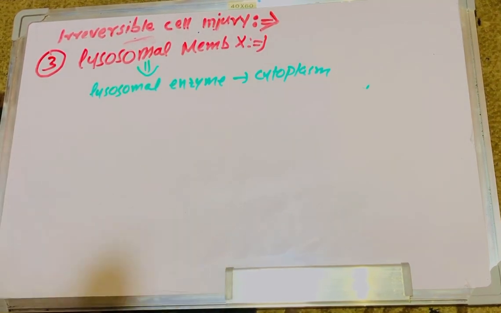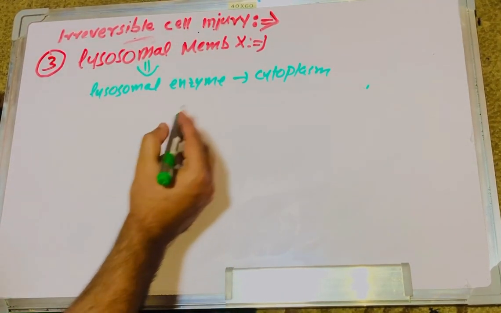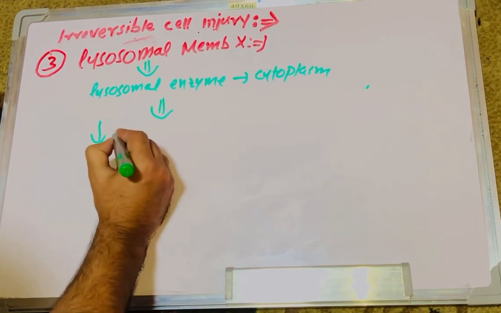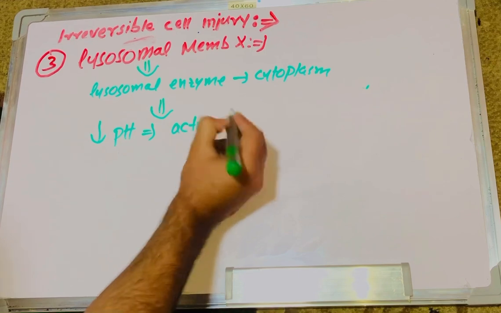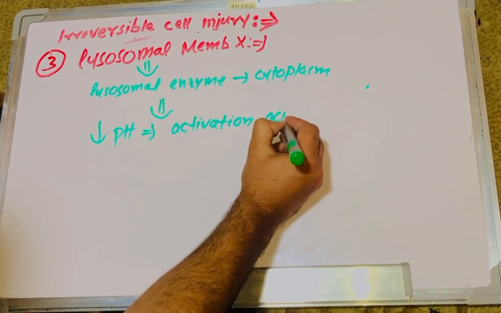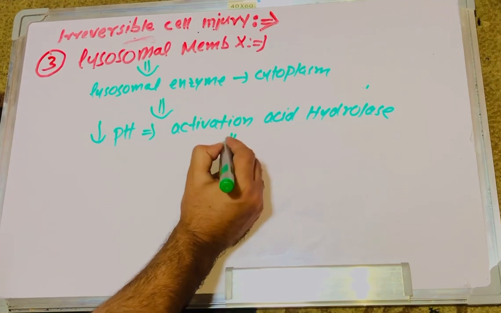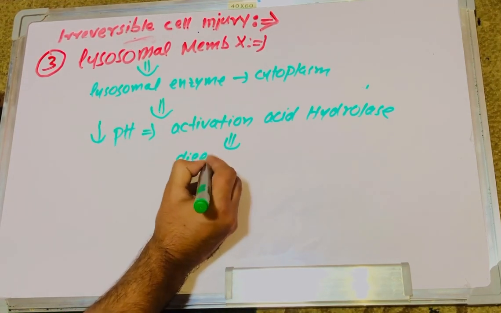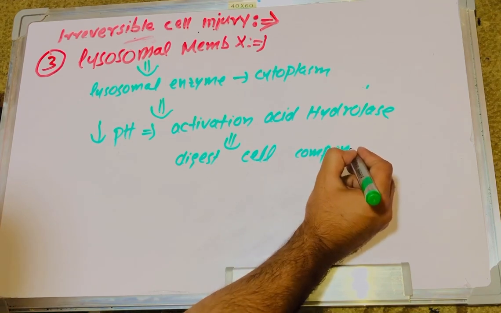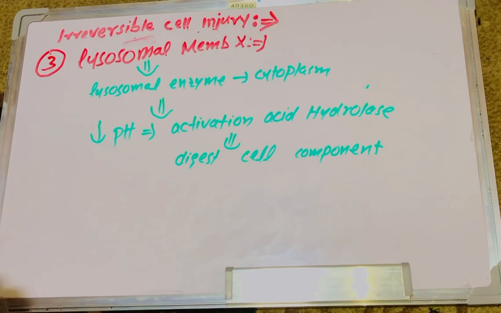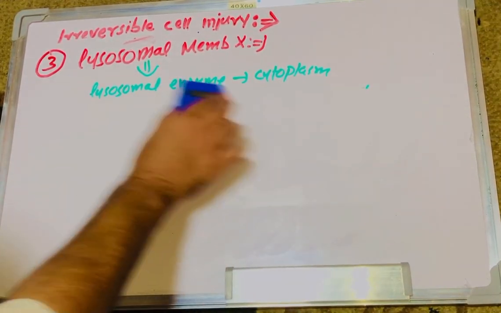In irreversible cell injury, the pH decreases due to oxidative phosphorylation abnormality. When the pH decreases, it leads to the activation of acid hydrolase. Acid hydrolase enzyme digests cell components. We already discussed in irreversible cell injury that the pH decrease occurs due to lactic acid accumulation inside the cell, which occurs due to anaerobic glycolysis.